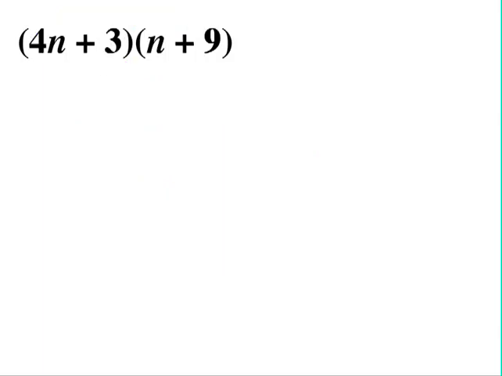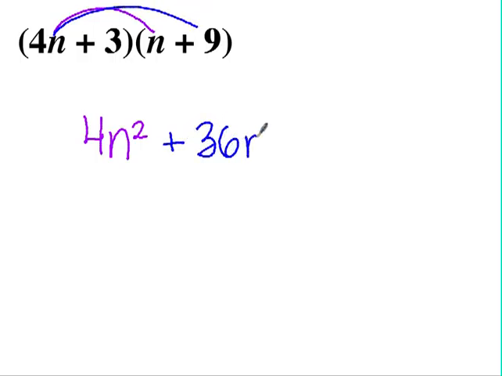Okay, let's look at this one. 4n plus 3 times n plus 9. So two binomials, I'm going to start. 4n times n, and what do you get? 4n squared. Then I'm going to multiply 4n times 9, which is 36n. And then I'm going to multiply 3 times n, which is 3n. And then I'm going to multiply 3 times 9, which is 27.